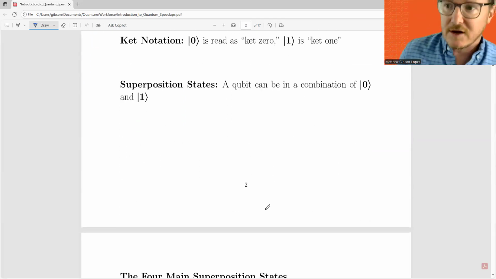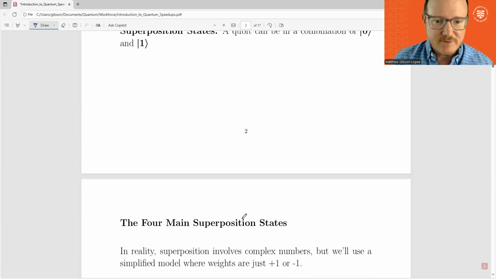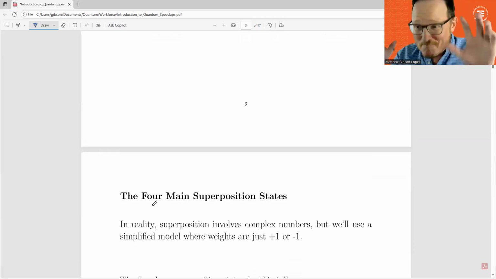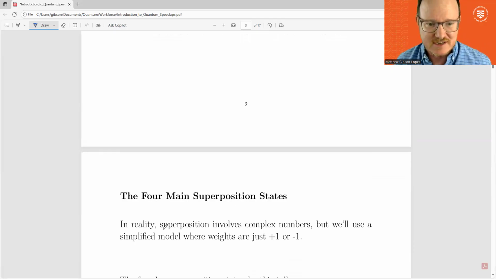Okay, so I'm going to talk a little bit about the superposition states before we go back to high level qubits. In this talk we're going to be considering four main superposition states. Superpositions in reality involve complex numbers, so the imaginary number comes into play, but we're going to use a simplified version where the weights are just going to be plus one or minus one.